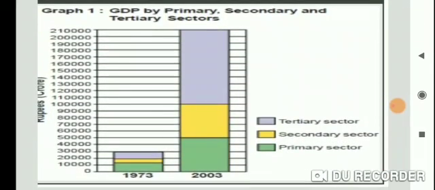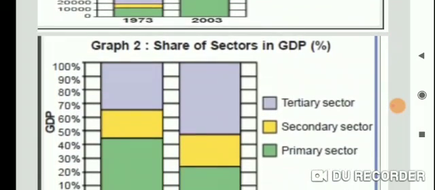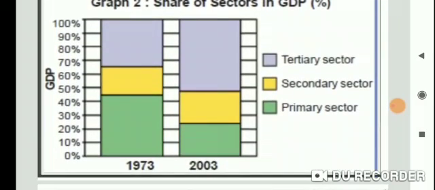Now see, students, this graph 1 shows the GDP in rupees of the primary, secondary and tertiary sectors. In 1973 it is very low; in 2003 the tertiary sector has increased, the secondary sector also increased and the primary sector also increased. Now the second graph, the share of sectors in GDP, shows that the tertiary, secondary and primary sectors are very developed, with increasing demand.